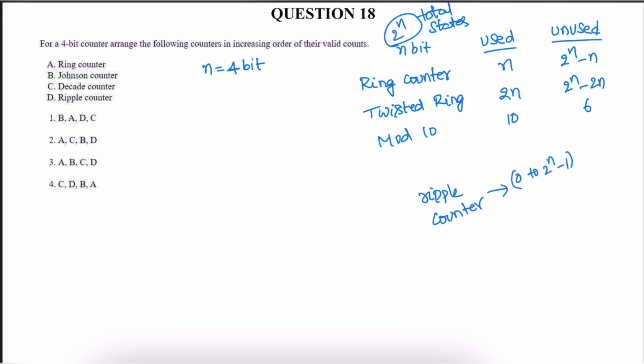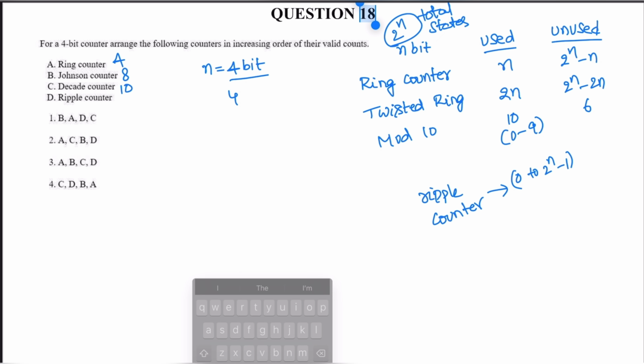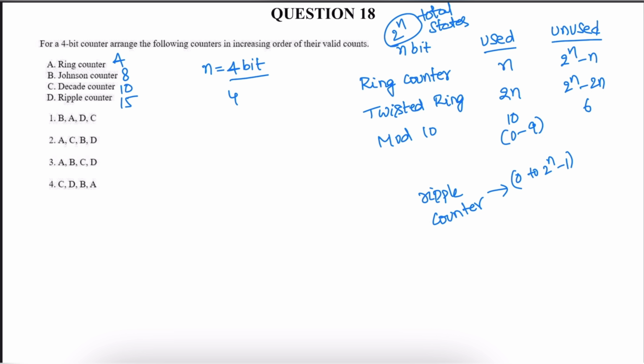All states are used, no unused states. So a 4-bit ring counter has 4 used states. Johnson counter has 8 used states. Decade counter has 10 used states, that is from 0 to 9. And ripple counter has 15 used states.